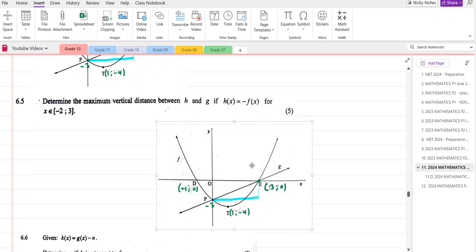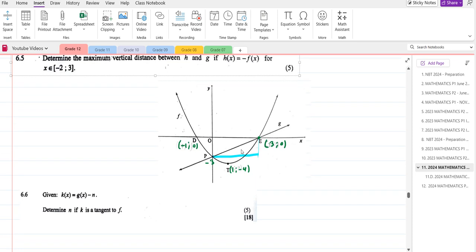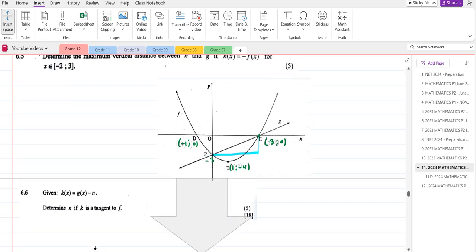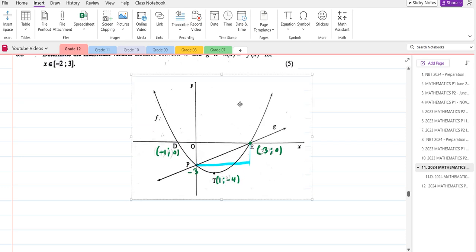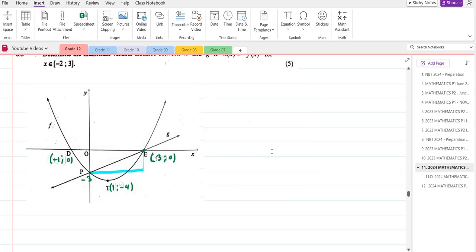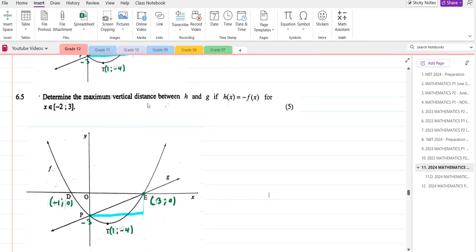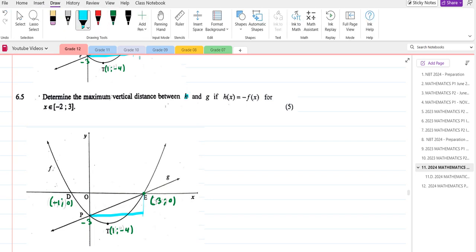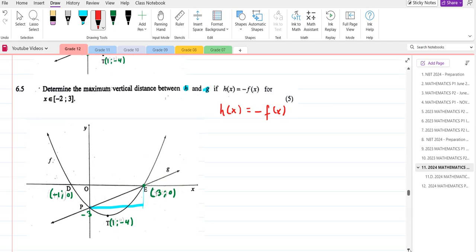See the way the question is presented here. What we want to know is the maximum vertical distance between h and g if h of x equals negative f of x. So h of x is actually equal to negative f of x. Basically it's a reflection on the x-axis. So you reflect this graph on the x-axis.